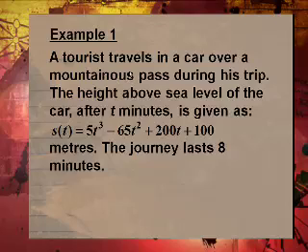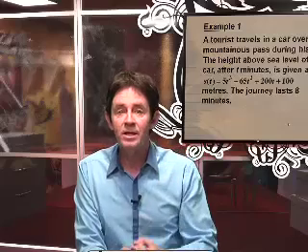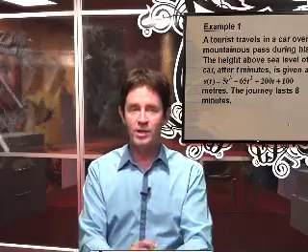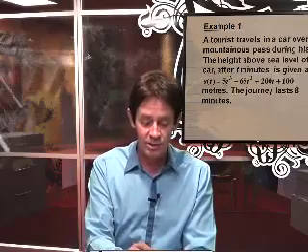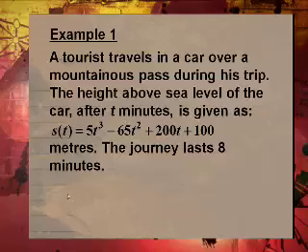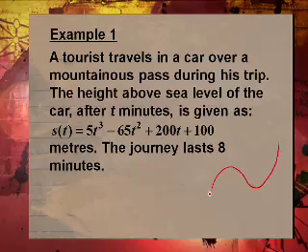A tourist travels in a car over a mountainous pass during his trip. The height above sea level of the car after t minutes is given as this cubic equation, and the journey lasts 8 minutes. This is a real-world application of cubic graphs in particular. It's quite interesting, as you can see. It's a very happy cubic, so it goes up and down and then up again.